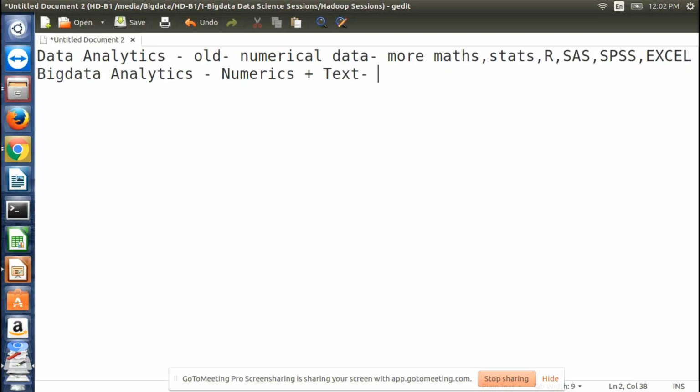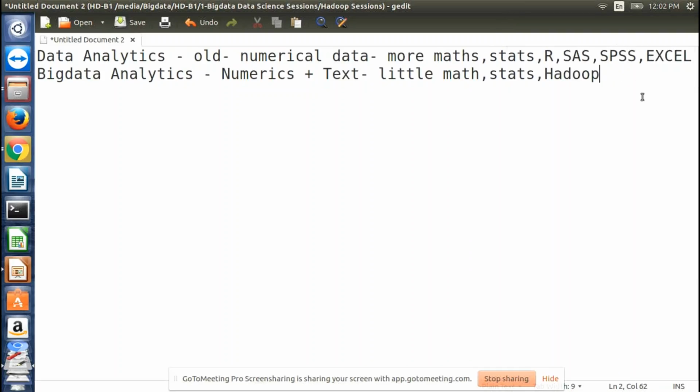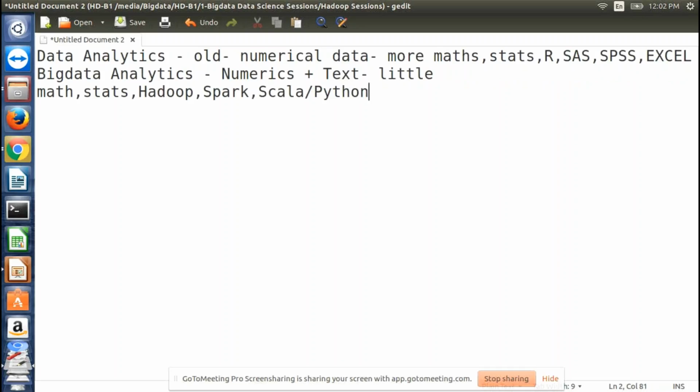Here we'll be using little math, stats, then Hadoop. In this we have multiple components again. Spark, multiple components again. Scala, Python. Of course, you can use R again. These are completely technical.